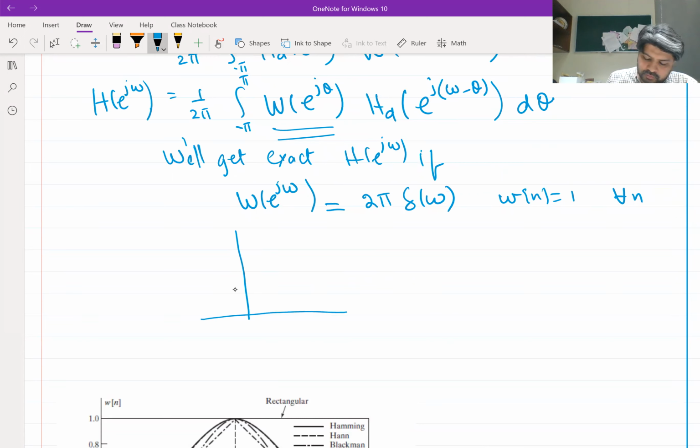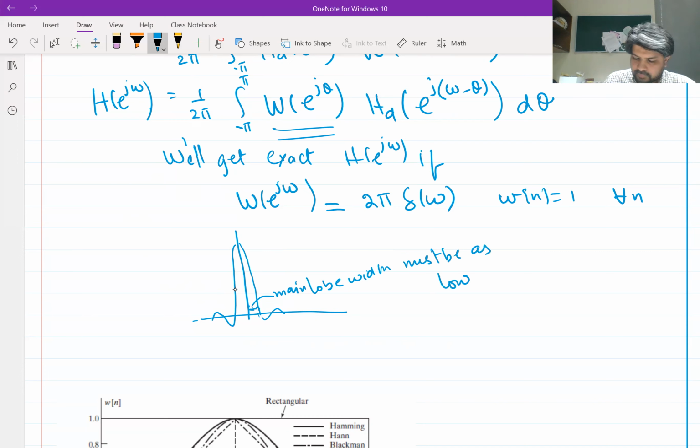So the frequency response of your window will typically be of this shape. Right? So you would want, in order for this to approximate delta, this main lobe width must be as low as possible. Similarly, this side lobe height must also be as low as possible.